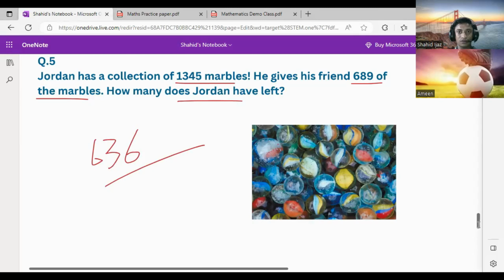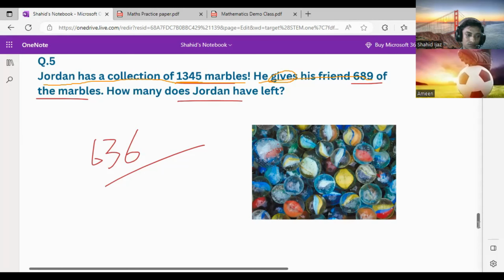So, first of all, it says Jordan has a collection of 1,345. I was reading it out like it's a decimal for some reason. And then he gives his friend 689. If it says the word gives, it means that we need to subtract. So of the total marbles, 1,345, and then that will give you the answer.